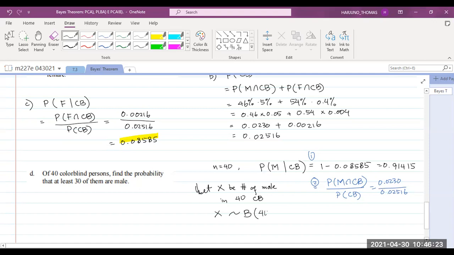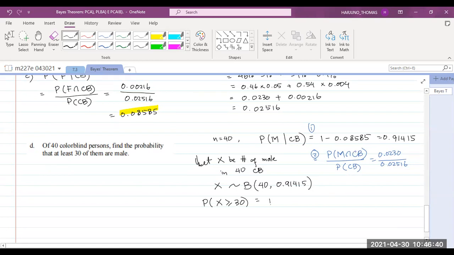Okay, so there are 40 trials. The probability for being a male is 0.91415. What is the probability that at least 30 of them are male? That's 1 minus the probability that X is at most 29, right?